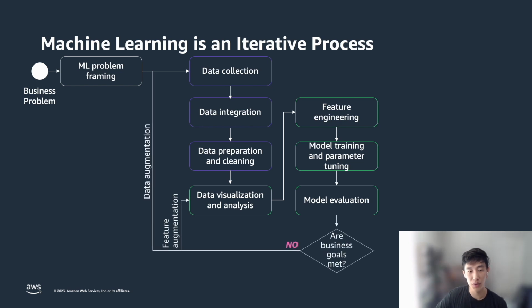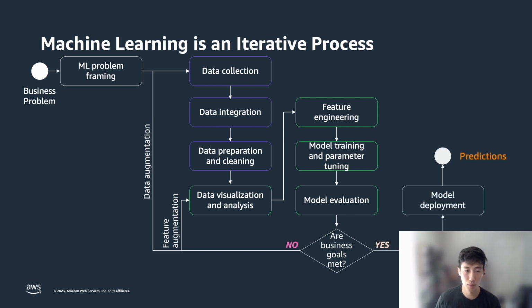And depending on the results of this evaluation, it is quite common to have to go back and collect more data or perform additional processing until the model is achieving desired accuracy and/or meeting business goals. Once the model is performing as desired, it is ready to deploy to production and can finally be used for inference or for predictions.